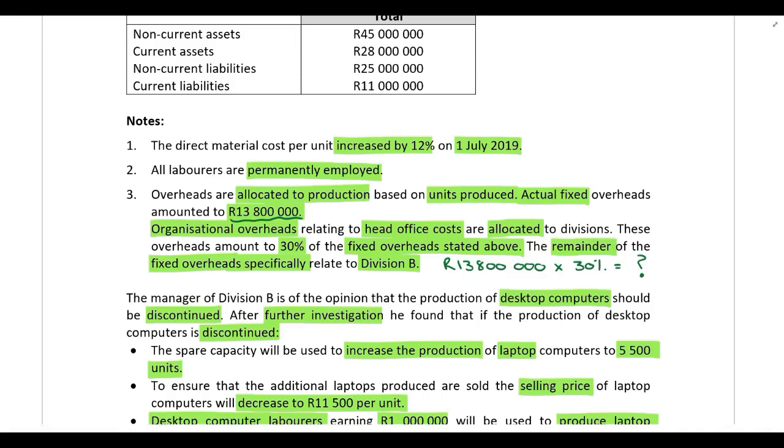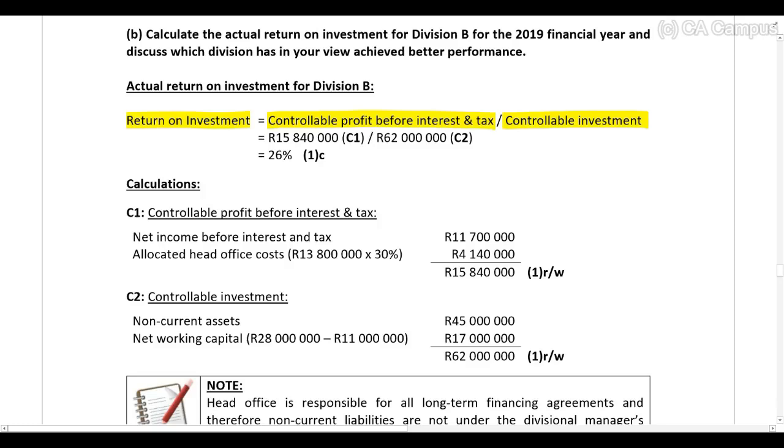And we said it's a very simple calculation to calculate these organizational overheads. It's the fixed cost of 13.8 million rand multiplied by 30%. All right, so start with the net income before interest and tax. Add back the allocated head office costs, which is 30% of the total fixed overhead. And that will give you the controllable profit before interest and tax.